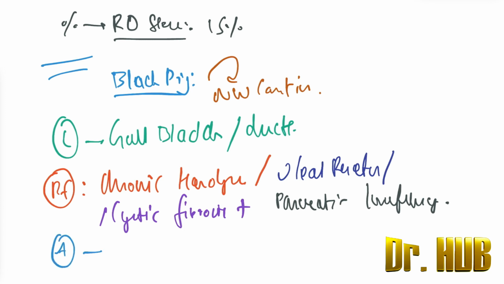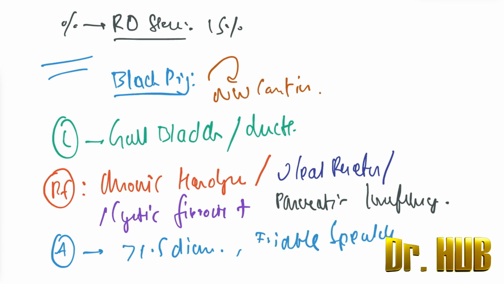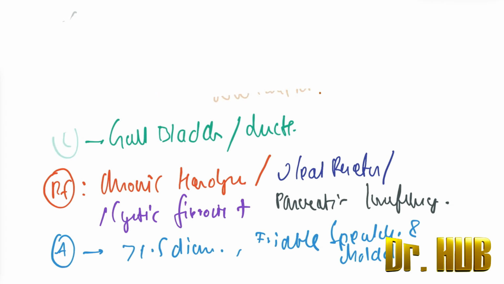Next we look at the appearance. The appearance will be greater than 1.5 centimeters in diameter. Then it is also friable, spiculated, and molded. So appearance wise, it is greater than 1.5 centimeters in diameter, friable, spiculated and molded.